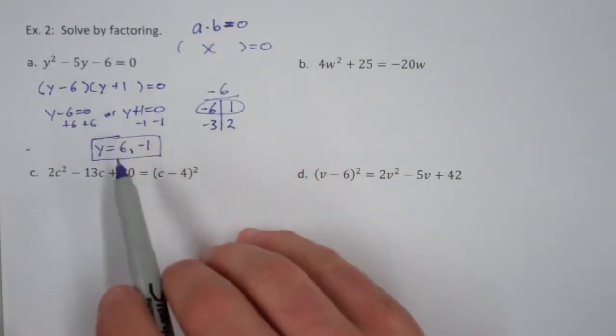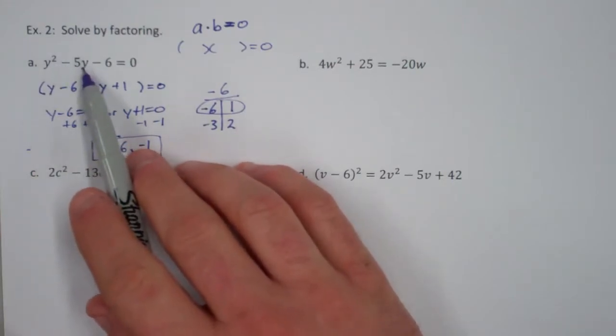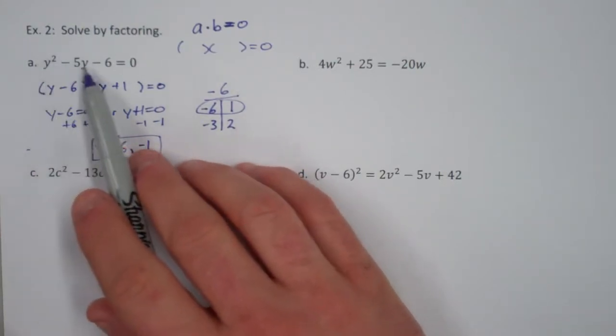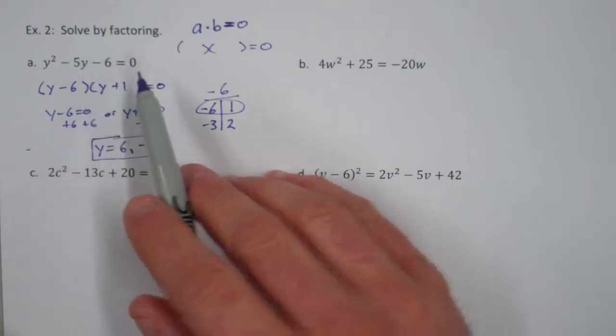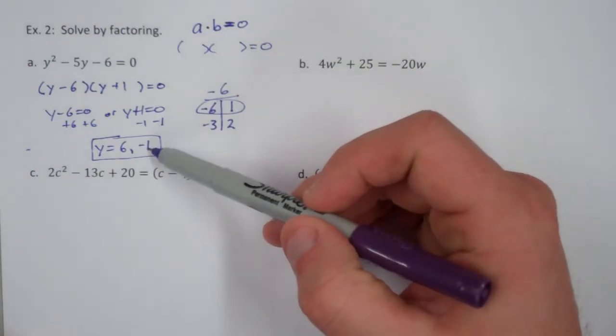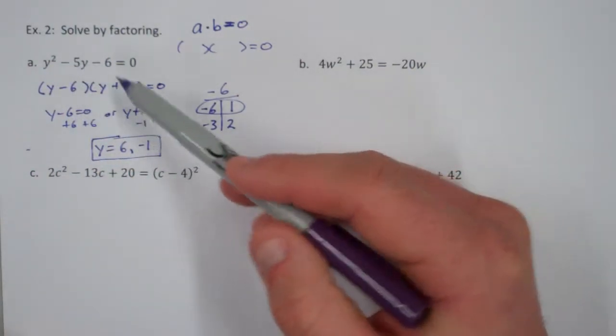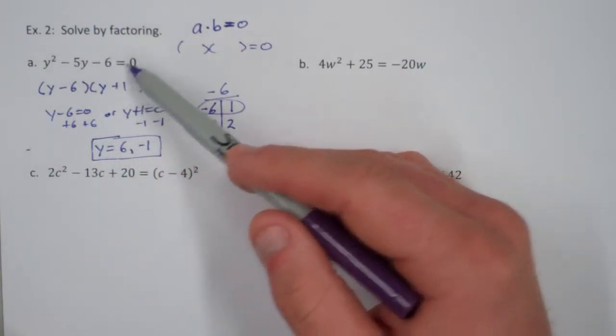If you want to double check your work, all you need to do is just plug those values back in. So if we use 6, we've got 36 minus 5 times 6, which is -30. So 36 minus 30 is 6, and 6 minus 6 is 0. You can write that out if you want. It'll work for -1 as well. -1 squared is 1. -5 times -1 is 5, and 1 plus 5 is 6, and 6 minus 6 is still 0.